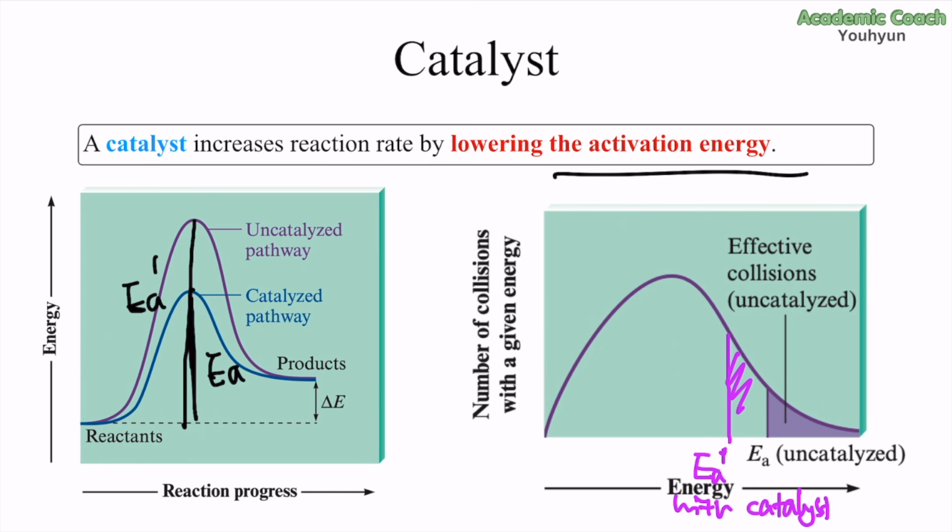So now think of it this way. It's the same group of students, and the score distribution for SAT has not changed. But this college will lower the bar this year from, let's say, 1500 to 1400. Then it's going to automatically result in more students who qualify for the college. That's how the reaction rate is increased by using catalyst.